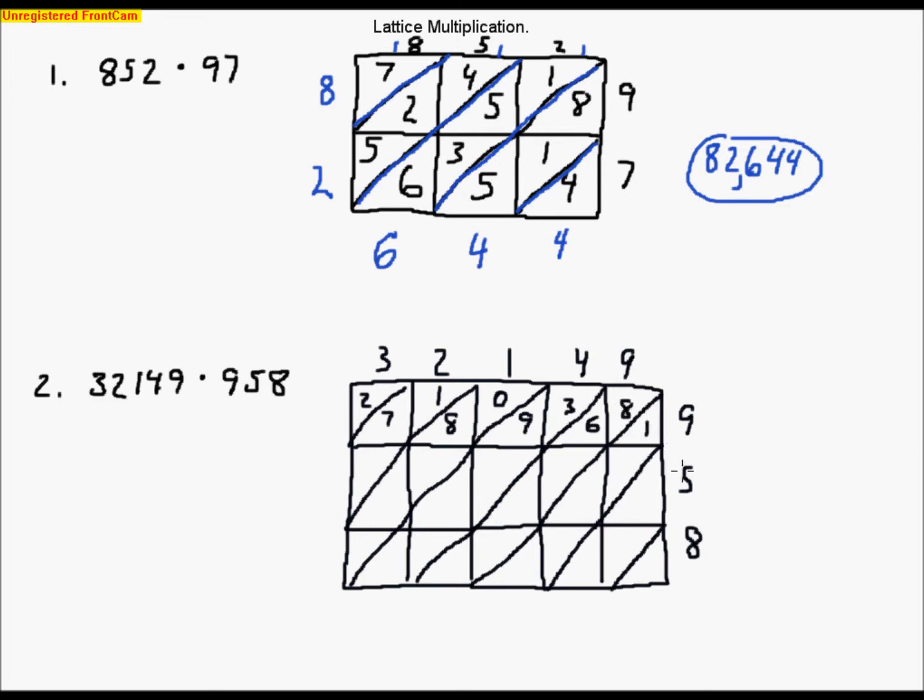And so now you're multiplying 5 by each of these numbers. So it goes really quick this way. 3 and 5 makes 15. 2 and 5 make 10. 1 and 5 make a 0, 5. 4 and 5 make 20. 9 and 5 make 45.